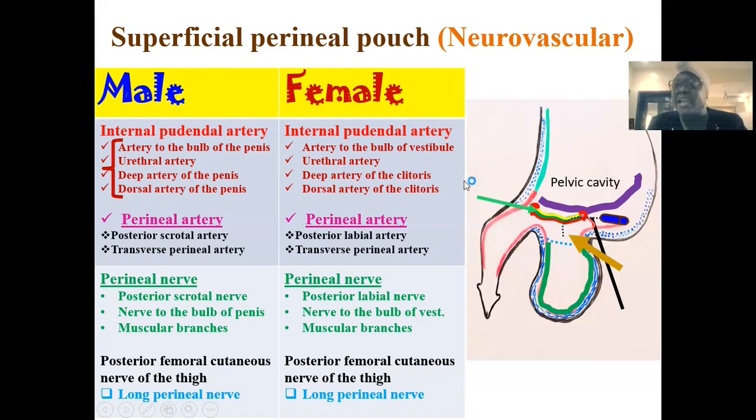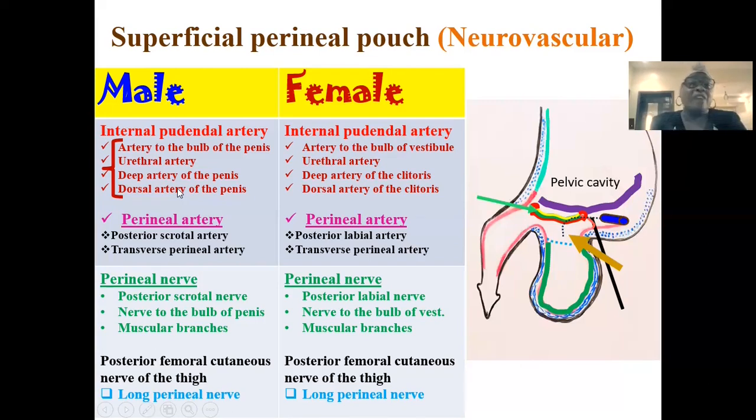And as they emerge, you see that they are directed into the deep perineal pouch before they are finally redirected to pierce through the perineal membrane, where they are seen to access the superficial perineal pouch. It means that these vessels will be seen as a structural component of the deep perineal pouch and also the superficial perineal pouch, considering the paths by which they run.